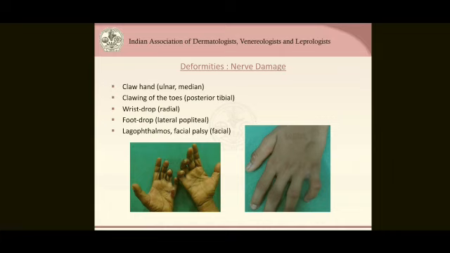First, it can be claw hand. If only one nerve is involved, then it is partial claw hand, either ulnar nerve or median nerve. If both are involved, then it is called complete claw hand. Clawing of the toes is due to the involvement of the posterior tibial nerve. Wrist drop is due to the radial nerve. Foot drop is due to the lateral popliteal nerve. Lagophthalmos or facial palsy is due to facial nerve involvement. In the picture, you can see the claw hand wherein there is hyperextension at the metacarpophalangeal joint and flexion of the proximal interphalangeal joints.